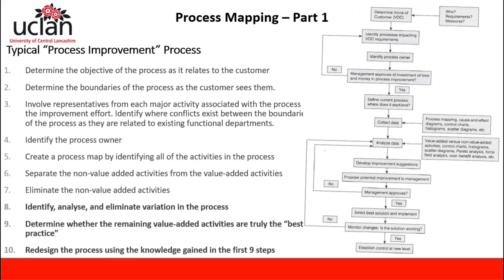So finally, you identify, analyse and eliminate any variations in the process, either using lean methodologies or some industry 4.0 technologies. You then determine whether the remaining value-added activities are truly the best practice. And again, we'll show you some tools and techniques in order to achieve this in part 2 of this webinar series. And finally, you redesign the process using all the knowledge you gained from the first 9 steps to ultimately create a much more efficient process.